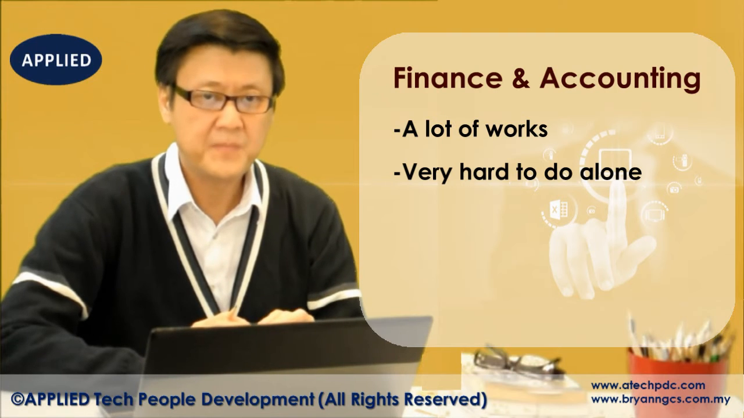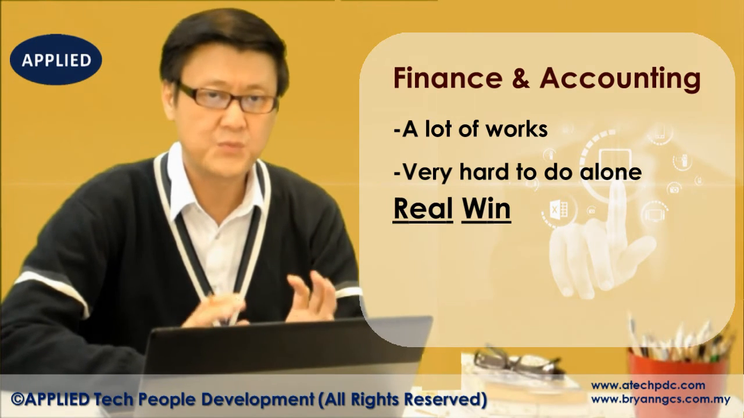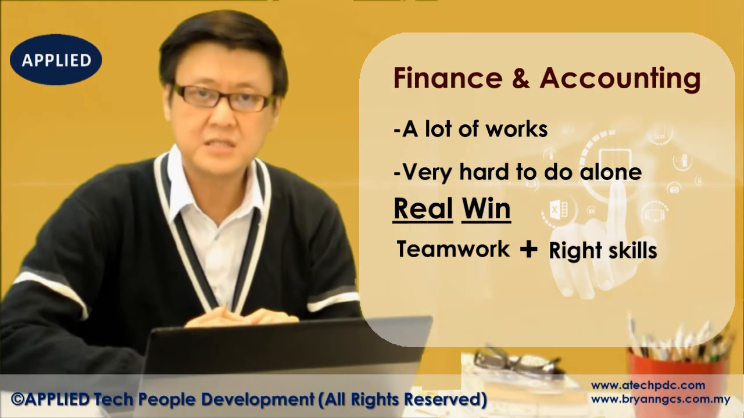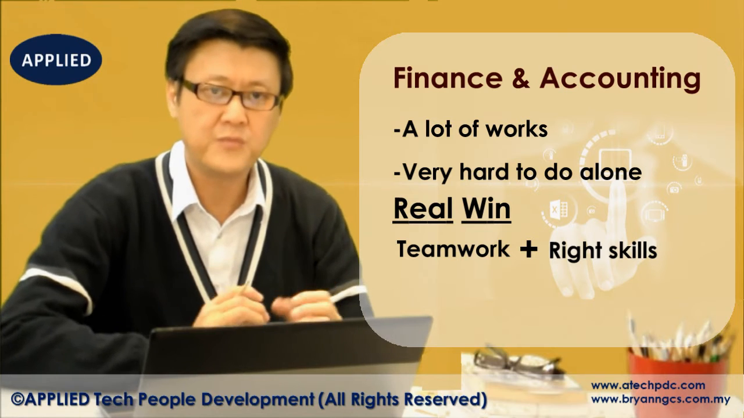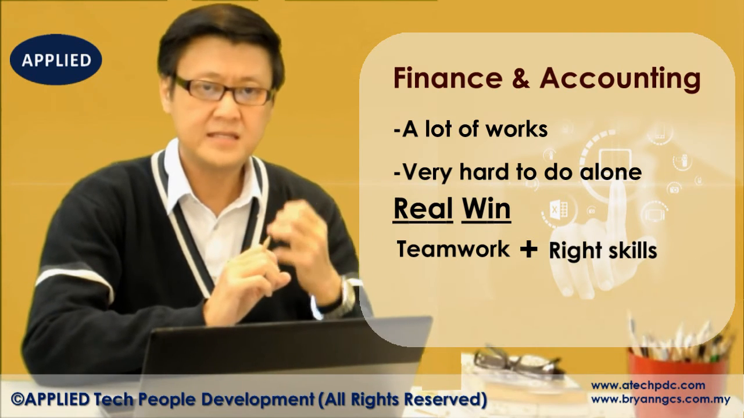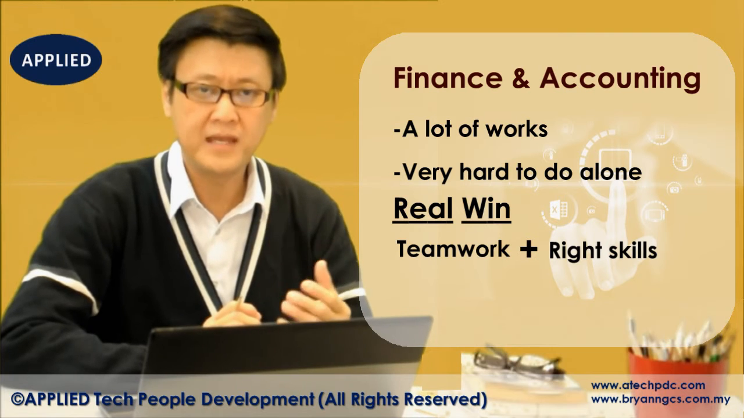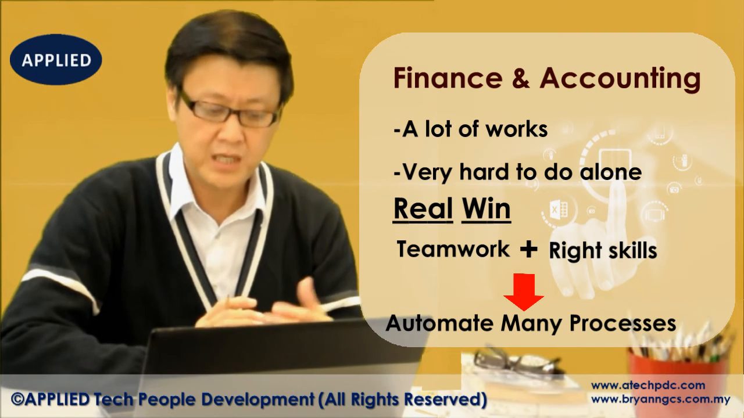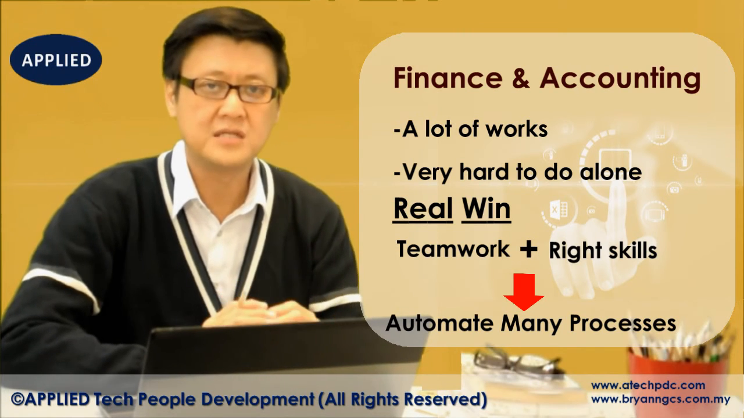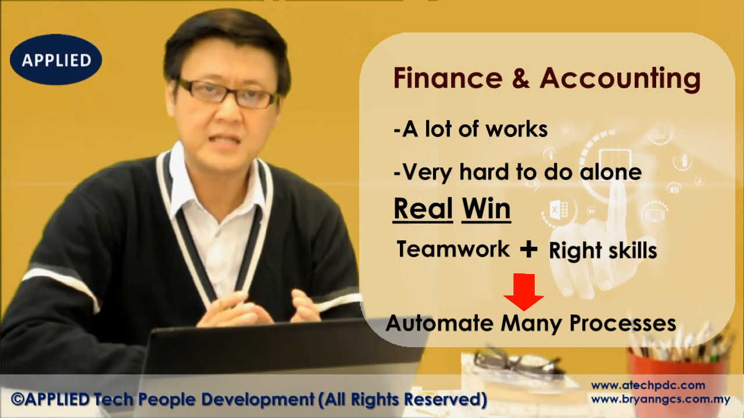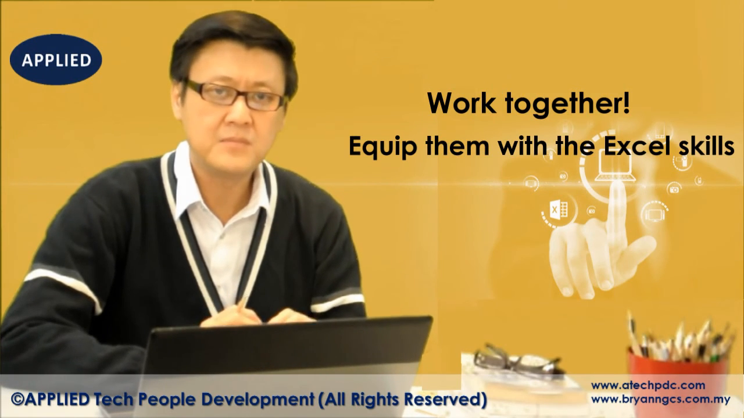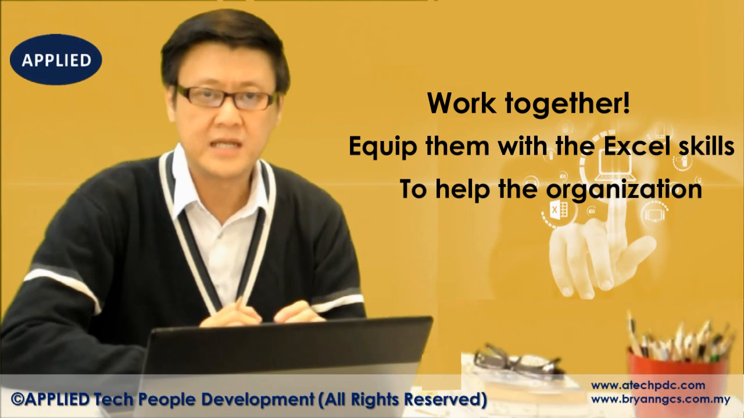We have worked with different companies and we find that the real win is when the finance team is able to work together, and when the supervisor and the executive are equipped with this skill, then with the finance leadership, the team can work together to really automate many processes, including budget, etc. There was a case where a client came together with the team and they eventually successfully cut down a budgeting process that normally took 2 months into 3 weeks. So work together with your team, enable them so that they can help the whole organization.